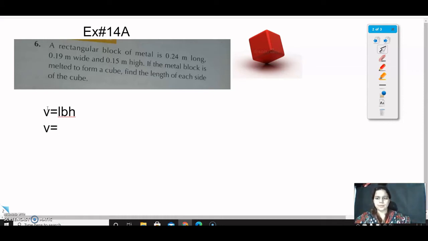Substitute all values. Length is 0.24 meter, breadth is 0.19 meter, and height is 0.15 meter.